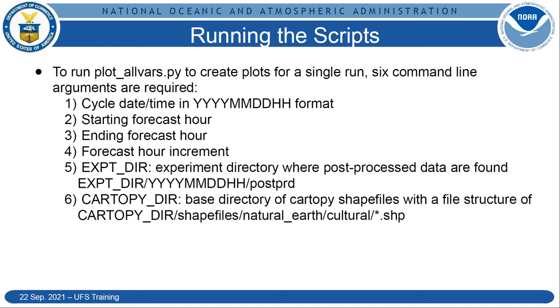And then you have to specify your experiment directory, which is where your post-processed data are found. So that is kind of structured like this. Experiment directory, within there you have your cycle, year, month, day, hour directory, and then postprd is where the UPP will generate your grib2 output. And I believe there is a talk now after me, after the break, which will be on the UPP.